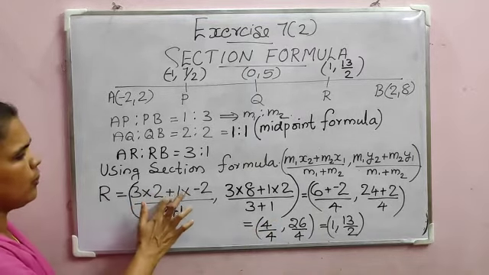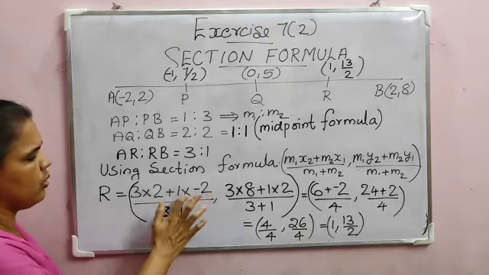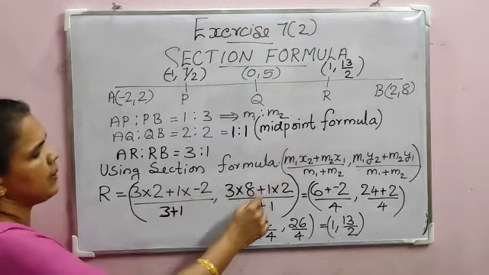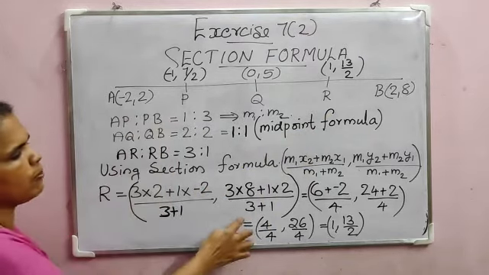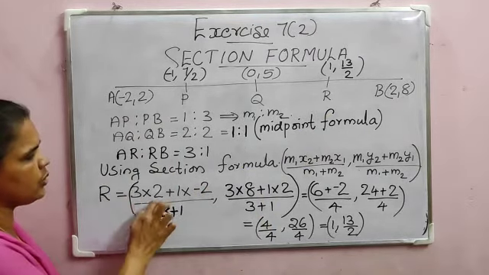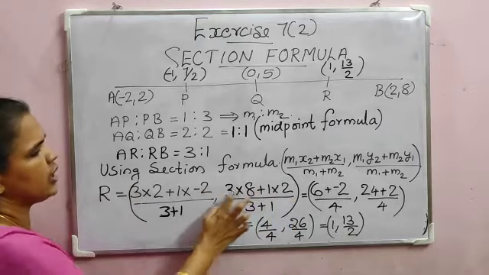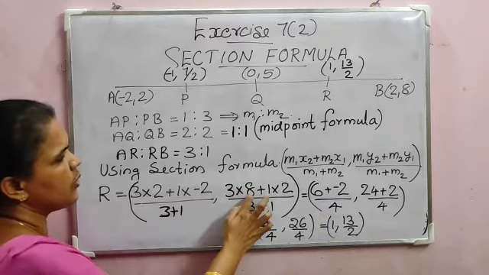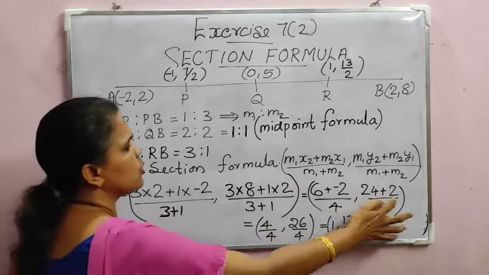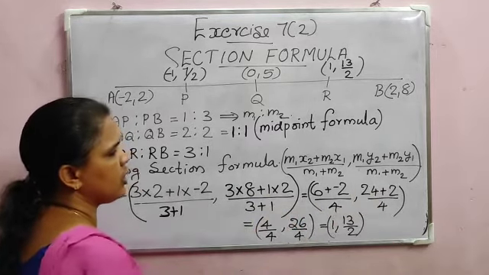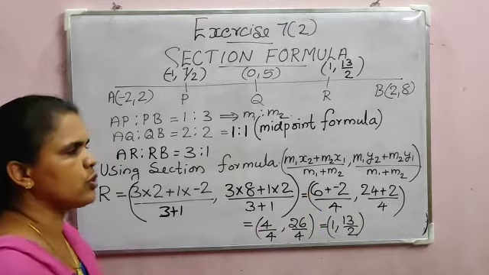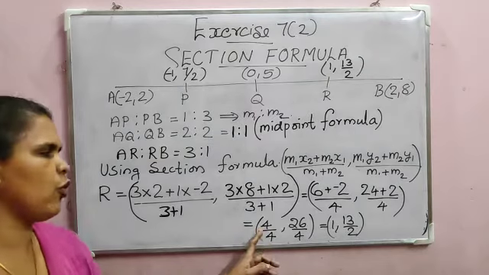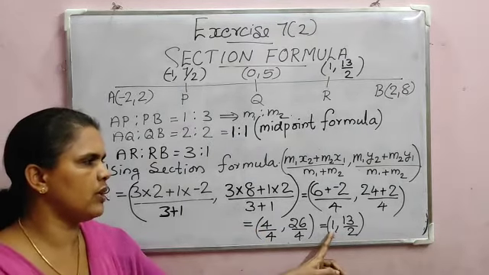(3 into 2 plus 1 into negative 2) by (3 plus 1), comma (3 into 8 plus 1 into 2) by (3 plus 1). 3 into 2, that is 6. 1 into negative 2, it is negative 2. 3 plus 1 is 4. 3 into 8 is 24. 1 into 2 is 2. 3 plus 1 by 4. 6 plus negative 2: 6 is positive and 2 is negative, so we subtract, we get 4. 4 by 4 is equal to 1.